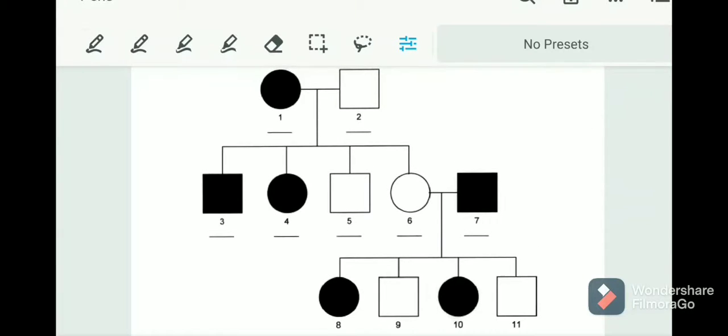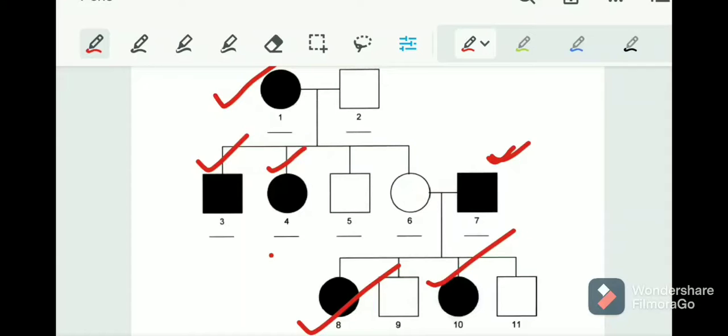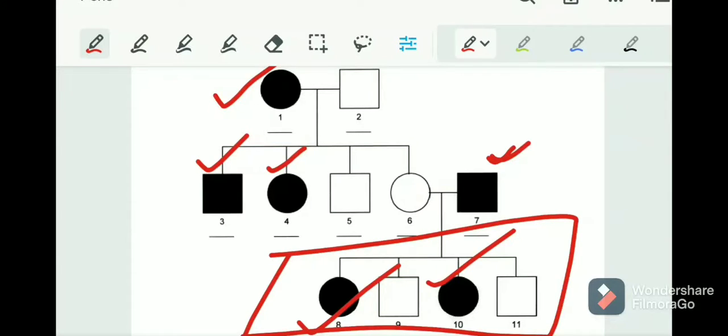Look at the next one. Here the mother is affected, the daughter is affected, the son is affected. Now the father is affected. One father is affected. Both the girls are affected. So here the son is spared. See, the sons are spared. Both the daughters were affected. So one sex is predominantly affected. So this is X-linked disorder. Now whether it is recessive or dominant, this is X-linked.